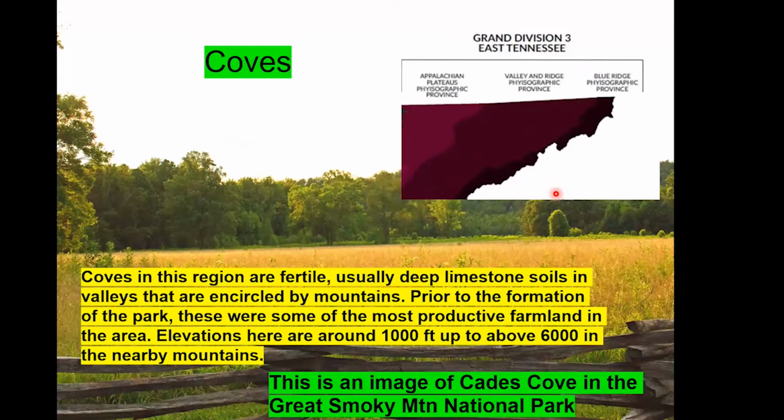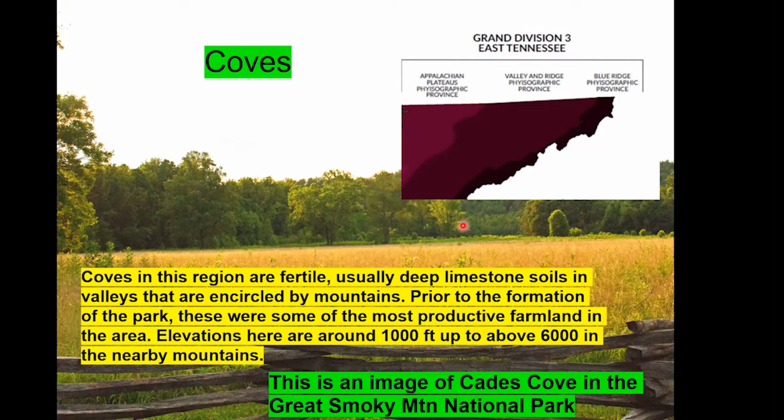Especially in these places like coves. If you've ever been to Cades Cove, you know what I mean. It's just sort of a pocket where people found, this was mountain area, but they found this little area where there were fertile and deep limestone soils in these valleys. And so they built log cabins here and just formed, there's parkland now, and it's a beautiful area. It was very productive farmland.